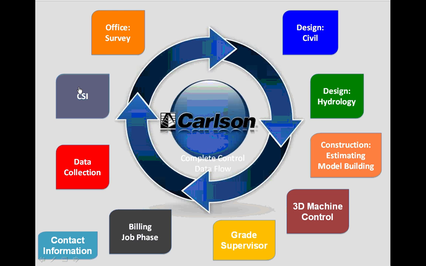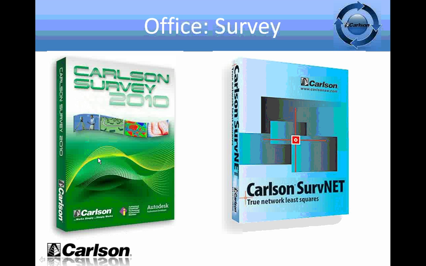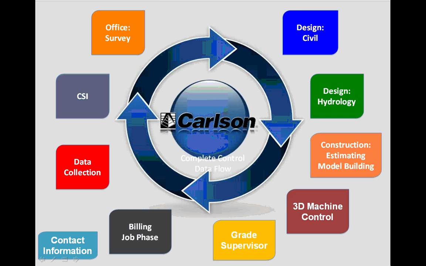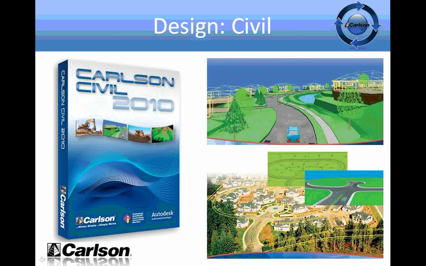So today, some of the things we'll be focused on are some of the survey issues, working with Carlson Survey 2010. The other item here, the Carlson SurvNet, is a network least squares adjustment program. This can be purchased by itself, but it's also included as part of the Carlson Survey software. If any of you have been familiar with C&G Survey software in the past, that is also now completely embedded inside Carlson Survey 2010. We also offer a full line of civil engineering software through Carlson Civil.